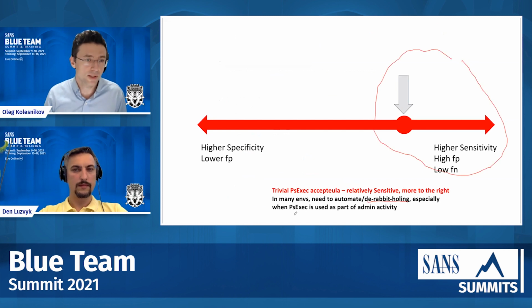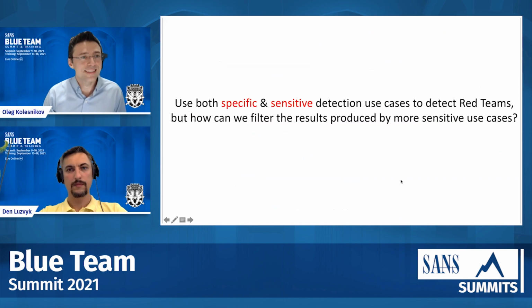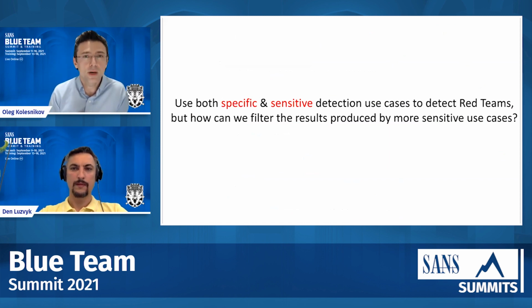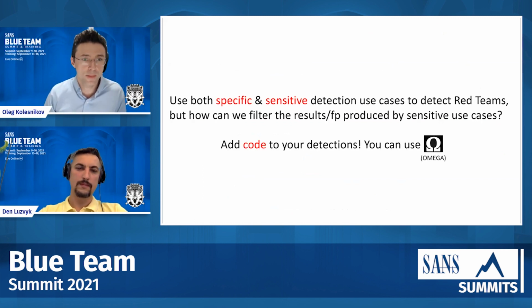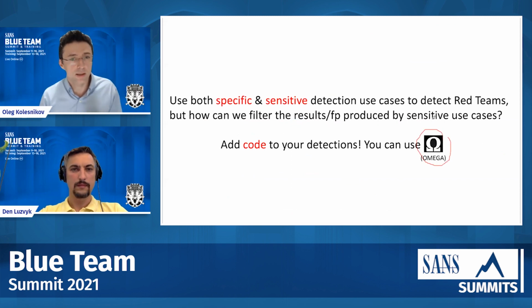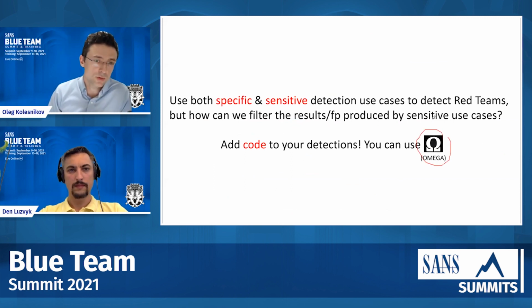How do you deconflict this with your admin activity, right? And so with this, what we realized is you have to combine specific and sensitive detection use cases to detect red teams, right? But how can you filter the results produced by these more sensitive use cases to catch red teams? So that's where the code comes in. And the answer also is that you can use Omega for this. And I'm going to explain what Omega is in just a moment. But let's just take a couple of minutes to discuss that.